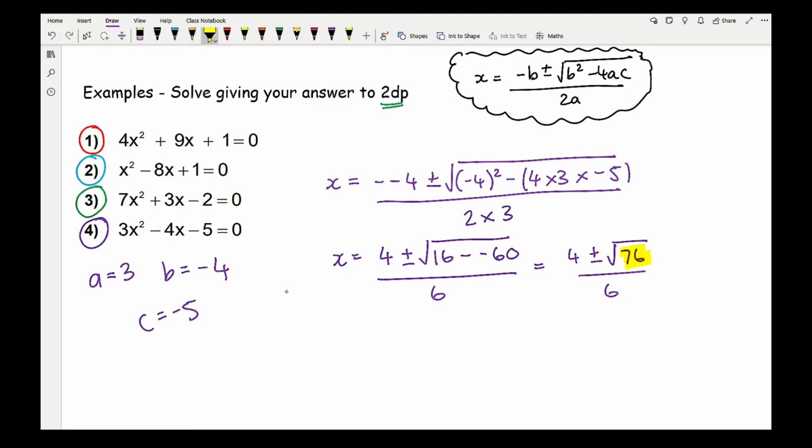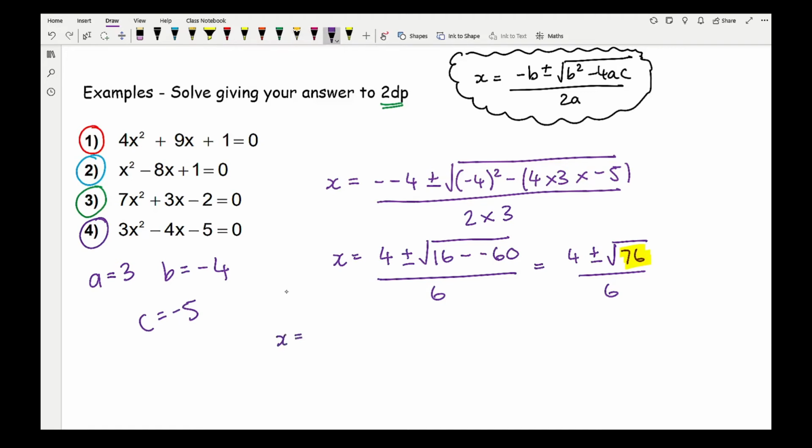If you end up with a negative and you've done everything correctly, then a question might ask you to show why there are no solutions to this particular question. And that reason is because you can't square root a negative number. So again, it's a very common question that you might get asked as to why you cannot solve a quadratic equation.